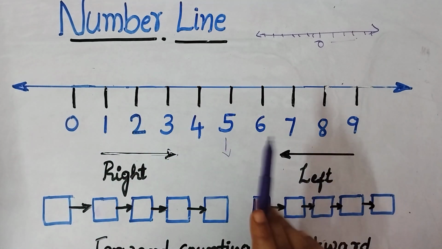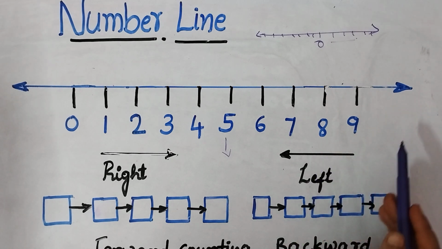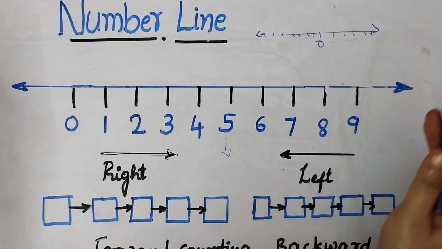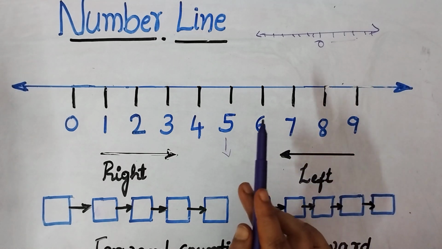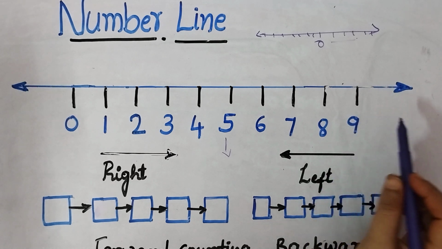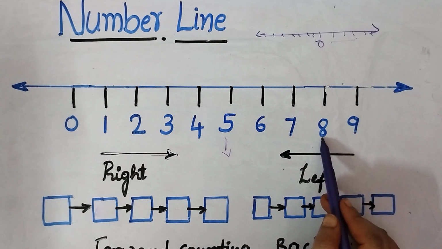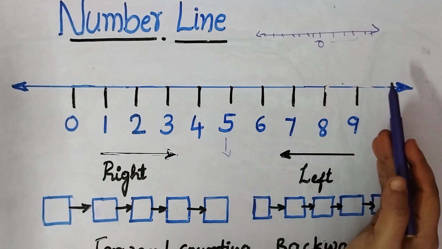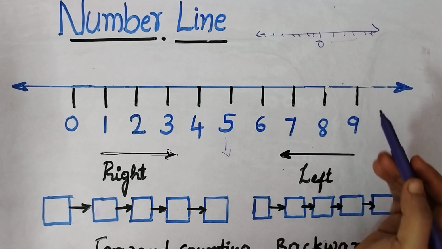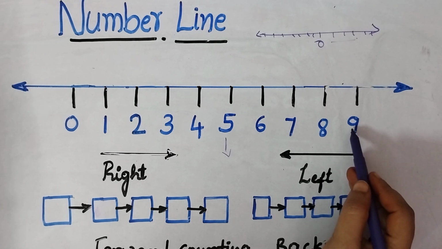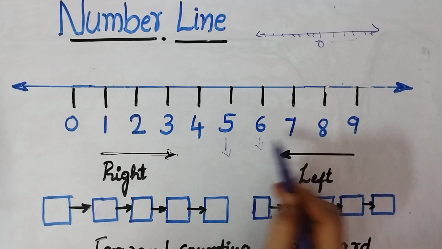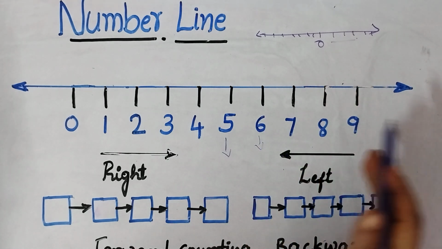Okay, next, the left side. What happened? Numbers decrease from right to left. Look here, 9, 8, 7, 6, 5. Going from right side to left side, what happened here? The numbers decrease in value. Like this, 9, after that 8, 7, 6, then 5. Like this it decreases from right to left.